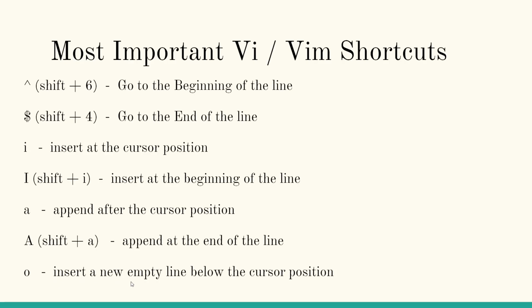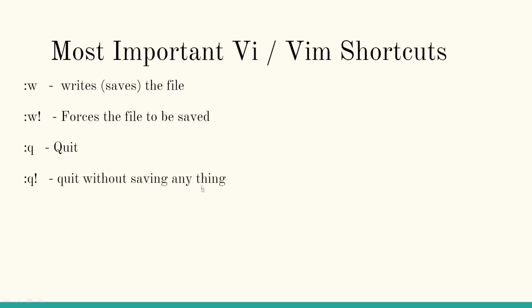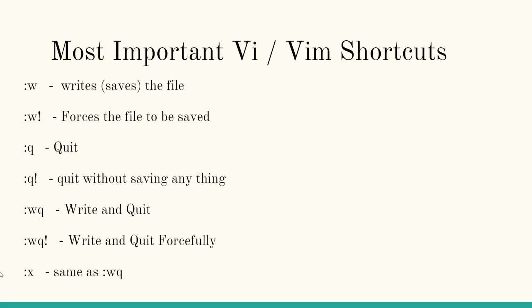o to insert a new empty line below the current cursor position. Colon w, which is Shift semicolon with w, to write or save the file. :w! is to force the file to be saved. :q! with the exclamation mark, Shift 1, is to quit without saving anything, a force quit. :wq is to write and quit. :wq! is to write and quit forcefully. And :x is the same as :wq, to save and exit.